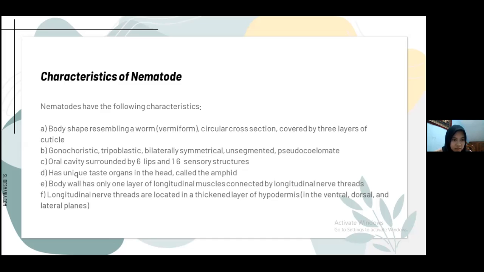Fourth, has a unique taste organ in the head called the amphid. Sixth, body wall has only one layer of longitudinal muscle connected by longitudinal nerve thread. And last, longitudinal nerve threads are located in a thickened layer of hypodermis in the ventral, dorsal, and lateral planes.